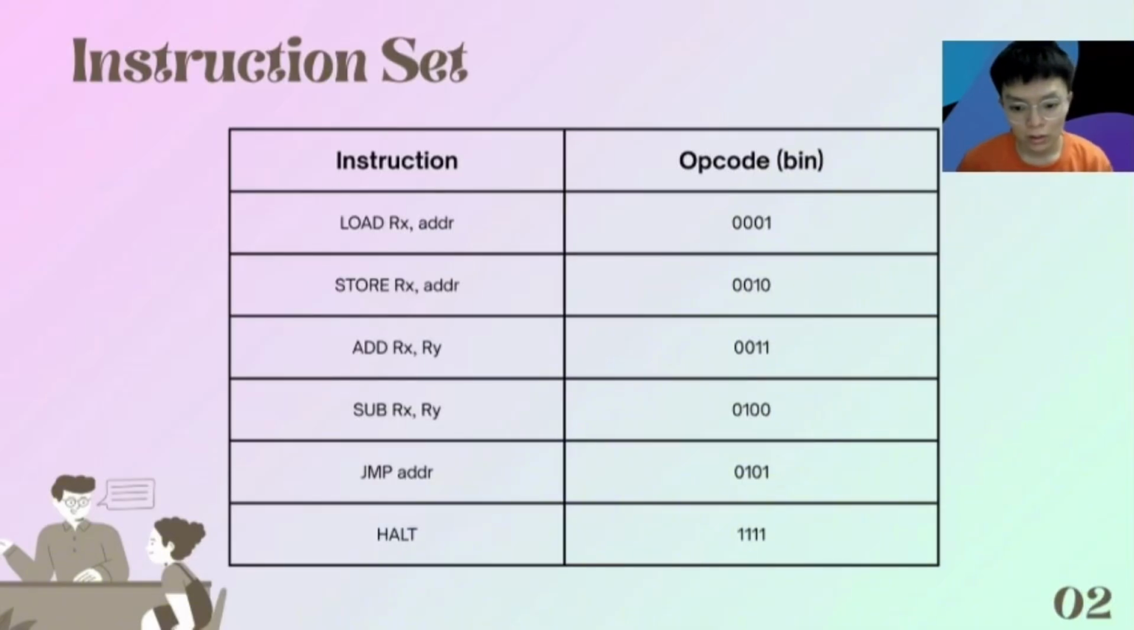program flow, and the last is halt. This stops the execution. For example, 0010 0010 means load into R0 from memory address 0010. In summary, our 8-bit CPU demonstrates fundamental architecture principles in an easy to understand way. That's all for me. Thank you.